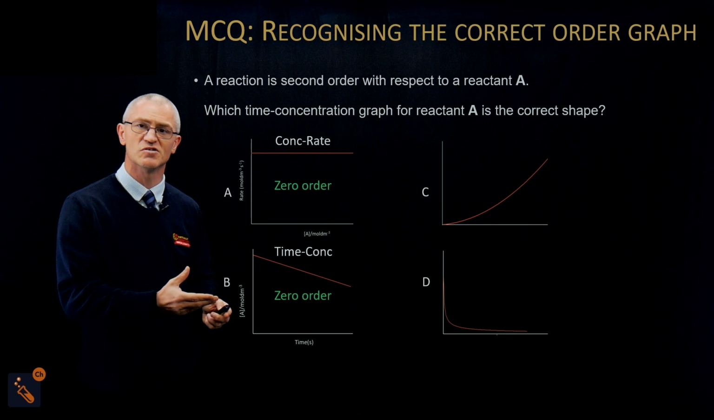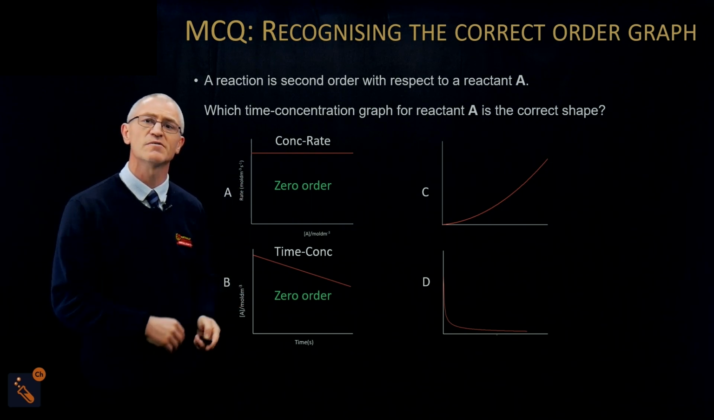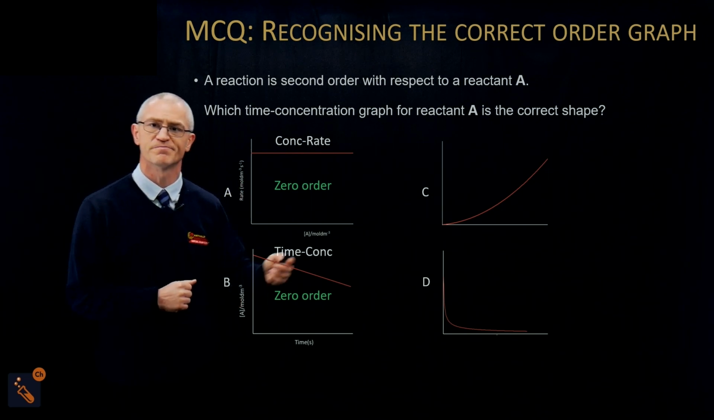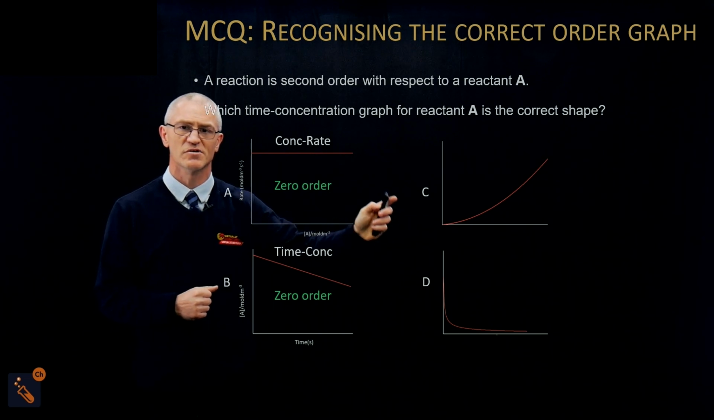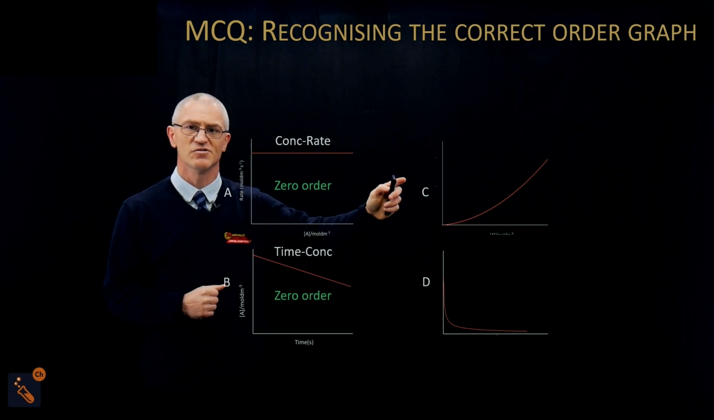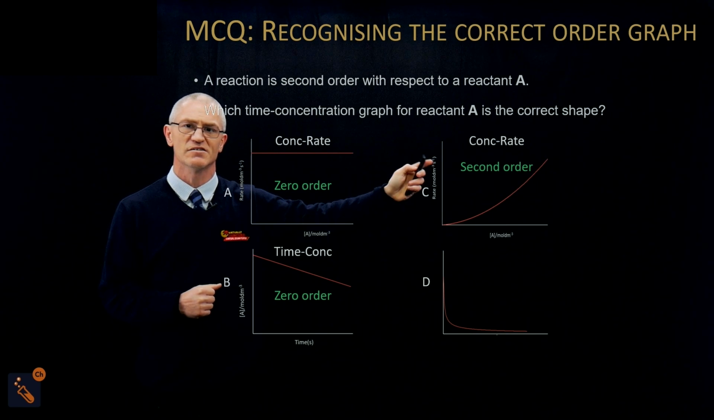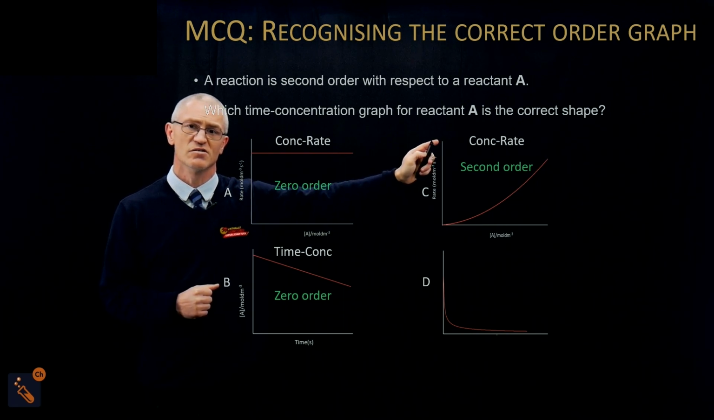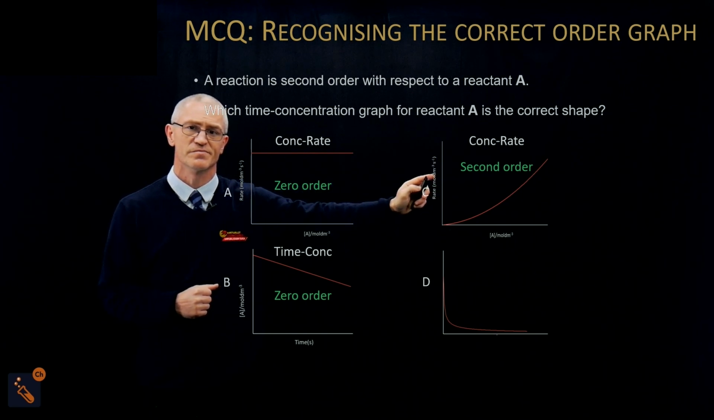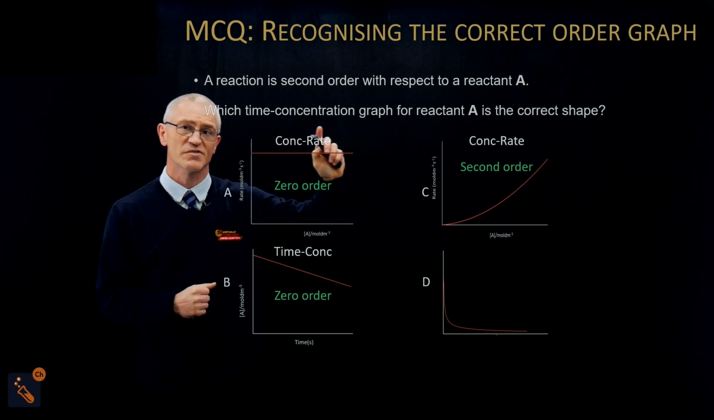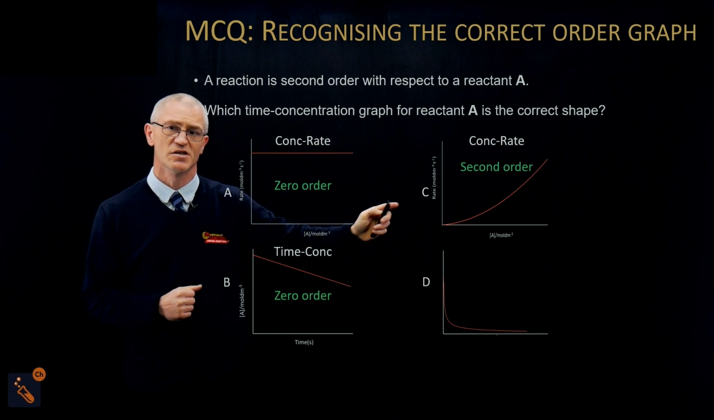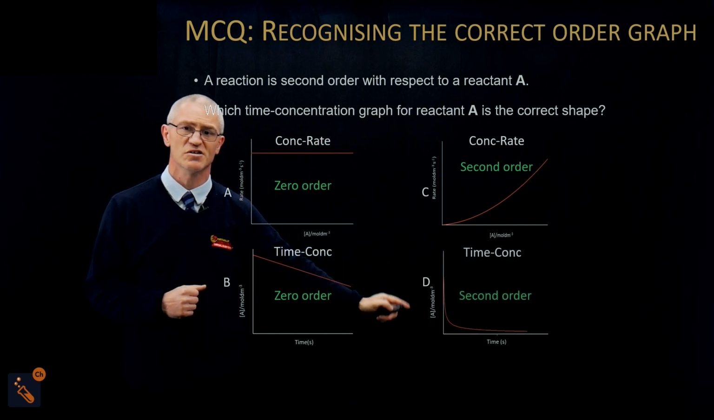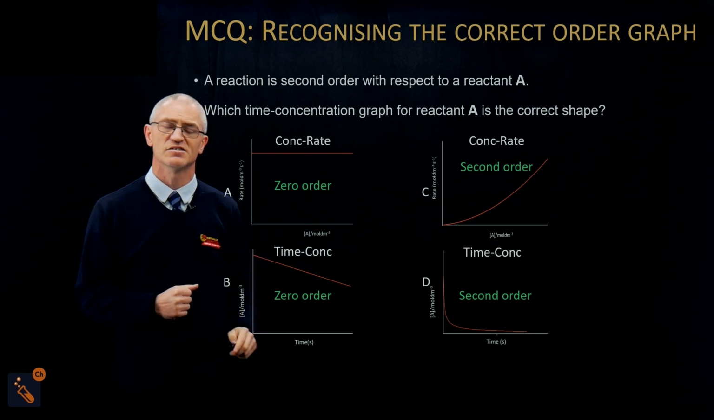We know both of those are not the correct answer because they're both zero order, and we're looking for second order. So this one, hopefully you can see, is second order. Now, second order means you've got concentration-rate, and we're not looking for concentration-rate, we're looking for time-concentration. So that must be the last one, which is time-concentration, and it's second order.